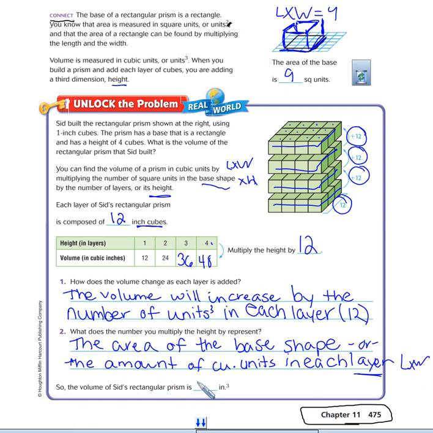So the volume of Sid's rectangular prism, after I add up each layer, 12, 12, 12, 12, or after I multiply the height, which is 4, times my 12, is 48 inches cubed. Another way to say that is inches cubed. This is just an abbreviation. When I have the 3 as an exponent, that's another way to say cubed.